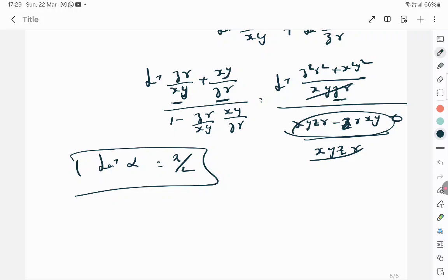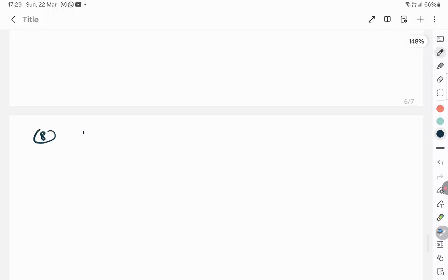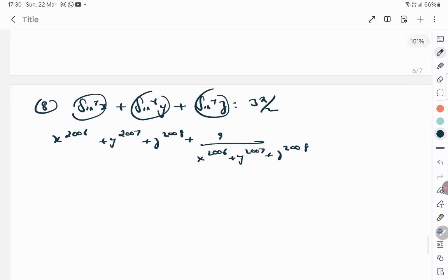So let's go to the next question. The next question is the 8th question. Sine inverse of x plus sine inverse of y plus sine inverse of z is equal to 3 pi by 2. Then they're asking me to find the value of x to the power 2006 plus y to the power 2007 plus z to the power 2008 plus 9 by x to the power 2006 plus y to the power 2007 plus z to the power 2008. And you know this is pi by 2, pi by 2, pi by 2. Then only I'll get 3 pi by 2.